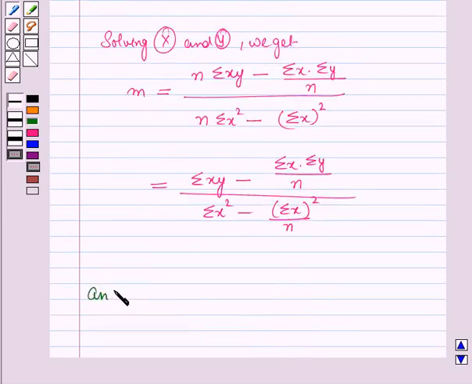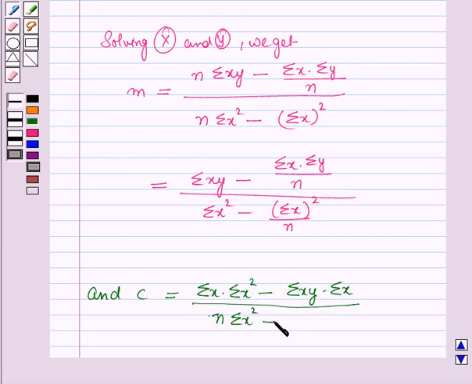And c is equal to summation y into summation x² minus summation of xy into summation x, whole upon n summation x² minus (summation x)².